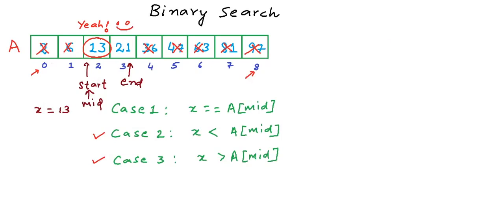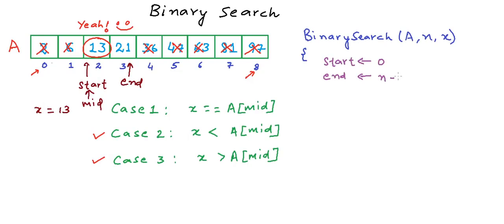I will write a method binary search that will take as argument an array A, its size n, and a number x to be searched for in the array. And I will initialize two variables, start to 0 and end to n minus 1. So start and end define our search space. Initially the whole array is the search space. Now I will write a condition here, while start is less than or equal to n, and I'll come back to why I'm writing this condition.